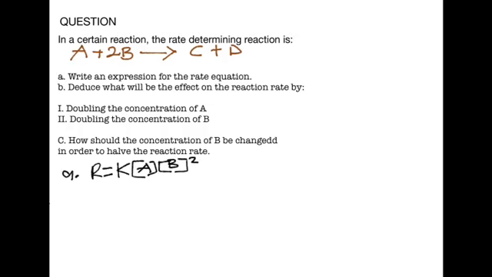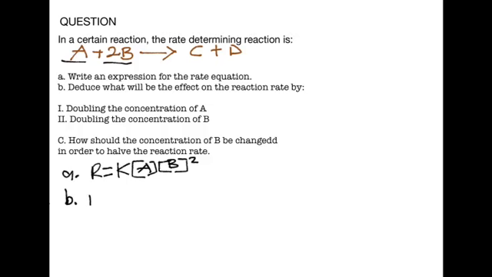Now this is the order of reaction with respect to B, and the order of reaction with respect to A is 1, so you don't have anything at the top there, which means the moles of these reactants are equal to the order of their reactions, because it is the rate determining step. Now let's look at (b).